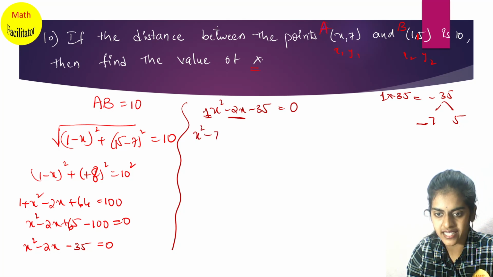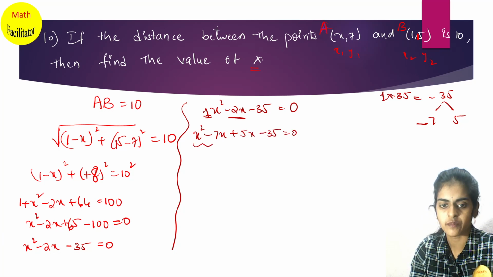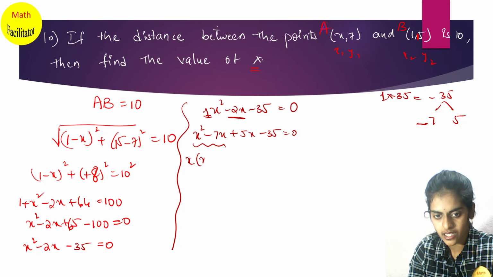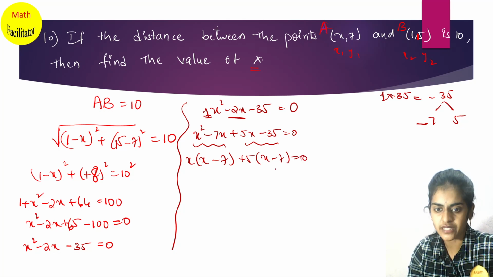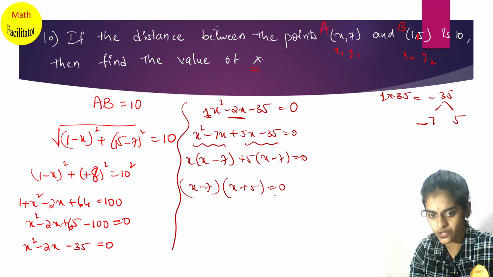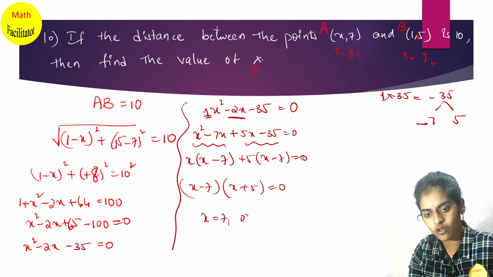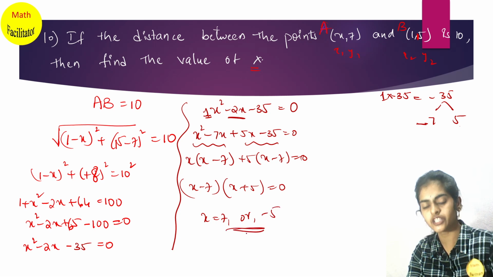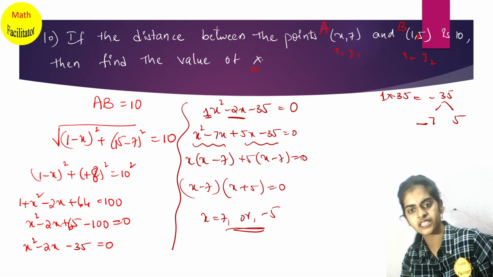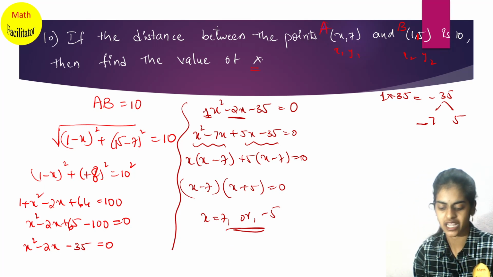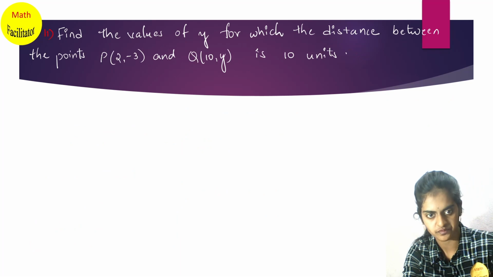So x square minus 7x plus 5x minus 35 equals to 0. From these two, x is common, so take common: x minus 7 you get, and from these two, 5 is common, so x minus 7 you will get again. From these two terms, x minus 7 is common, so you're left with x plus 5 equals to 0. So x is equals to 7 or x is equals to minus 5. Simple, your quadratic equations chapter you'll apply here, right? x equals 7 or minus 5, both are correct answers. Chalo, let's move on to the next question.